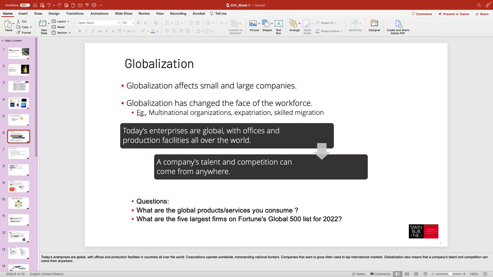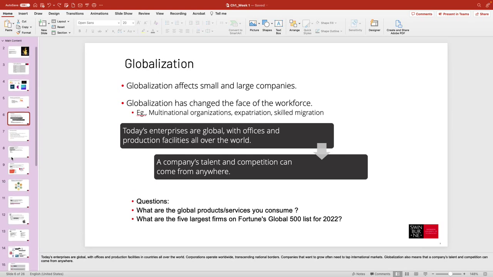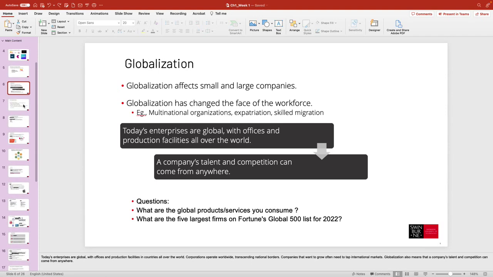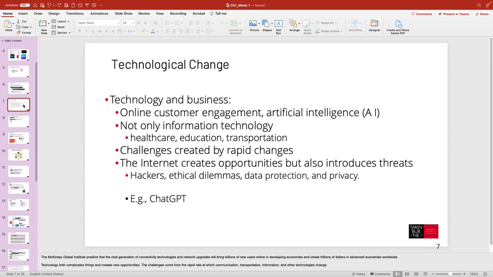So the world is globalized. Some of the questions I would encourage you to think about are: what are the global products and services you consume, and why? What are the five largest firms on Fortune's Global 500 list for 2020? Where are these companies based, and what are these companies? I encourage you to enhance your practical knowledge of the business world by quickly searching for the answers to these questions. The second biggest challenge, guys, is technological change.